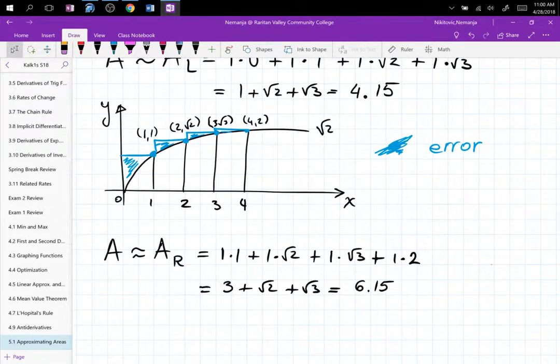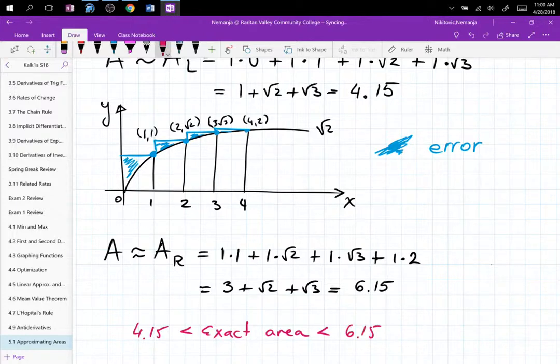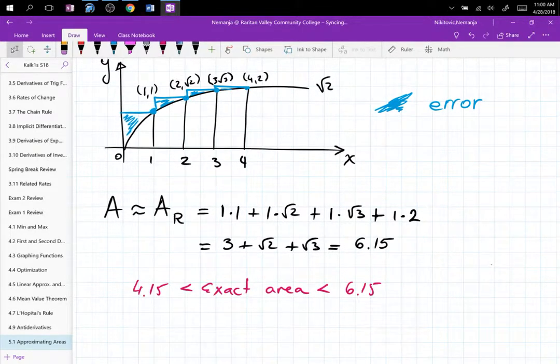So what I know is that the exact area is in between 4.15 and 6.15. Now go ahead, average if you want to. You know, if you average these two numbers, you will get 5.15, and you can say, okay, area is about 5.15, because, you know, you can average and see.